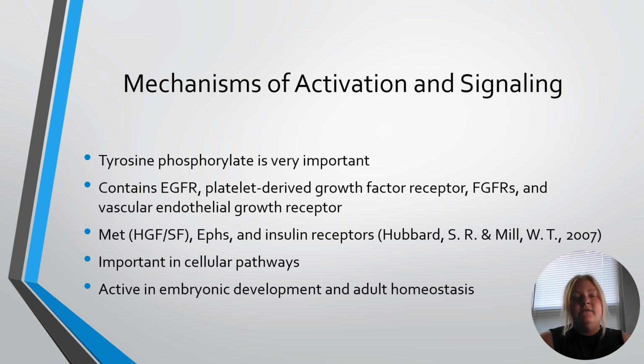So the mechanisms of action and signaling. Tyrosine phosphorylation is very important to inter- and intracellular communication. The RTK family contains epidermal growth factor receptor, or EGFR, platelet-derived growth factor receptor, fibroblast growth factor receptor, also known as FGFR, and vascular endothelial growth factor receptors. Defining specifically the hepatocyte growth scatter factor, or HGF/SF, ephrin receptors and insulin receptors are also included.